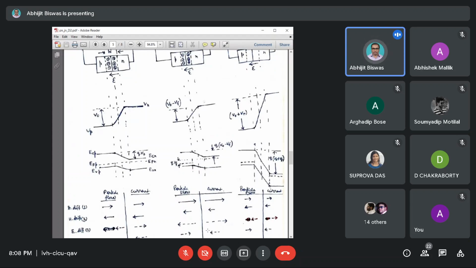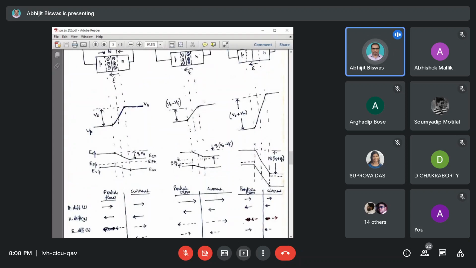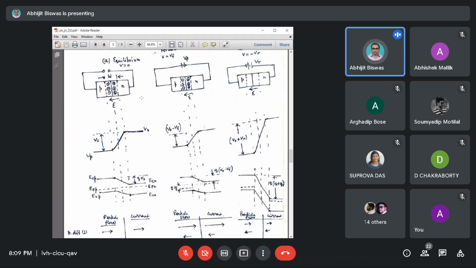So here you see the corresponding particle flow and current flow underneath this band diagram. First is the hole diffusion. Hole diffusion means holes will travel from P side to N side due to the gradient of holes at the junction. So particle flow will be from left to right, and the corresponding current flow will be in the same direction, because holes carry positive charges.